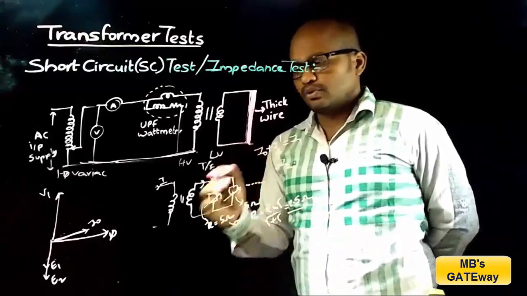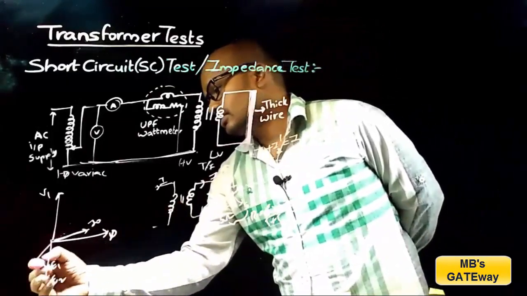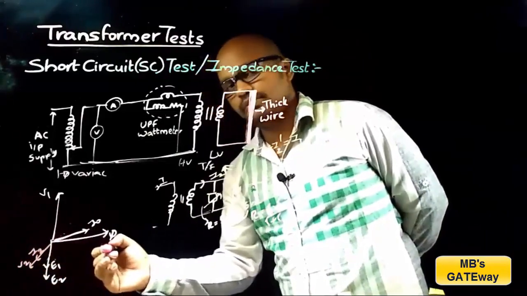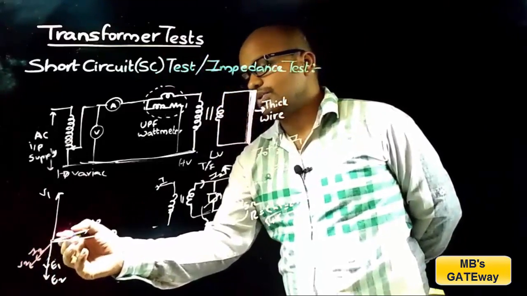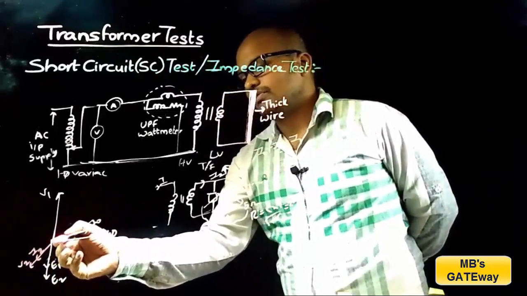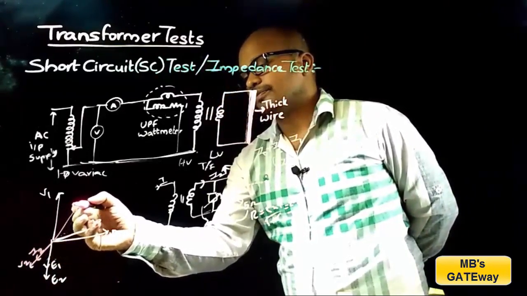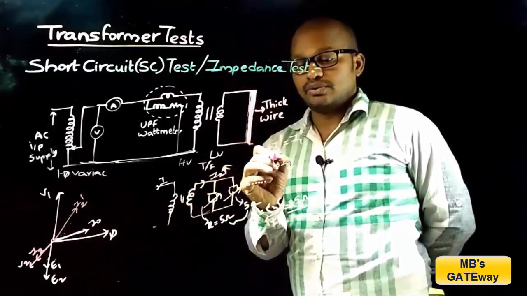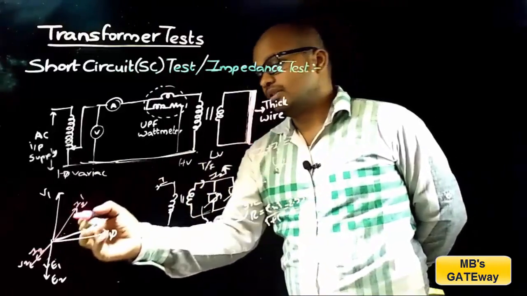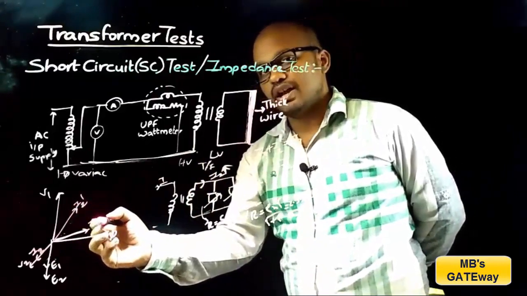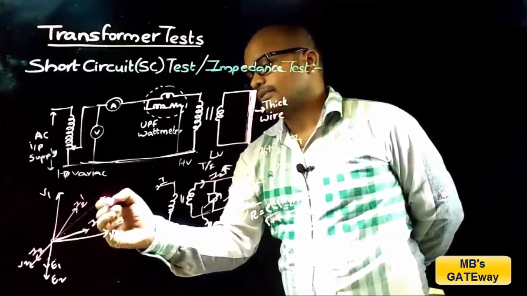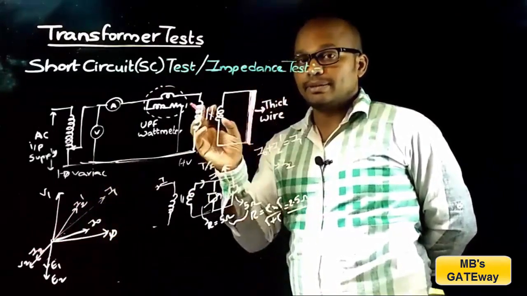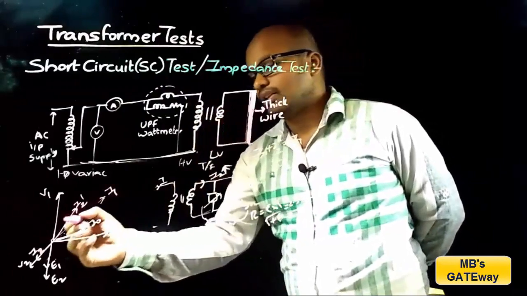Let the load be resistive load. Then if this is V2, then I2 will be in phase with V2. And for k equal to 1, I2 is equal to I2 dash. So I2 will be exactly opposite to I2 dash, and the vector sum of I0 and I2 dash gives you the primary current I1. So the resultant of I2 dash and I0 is I1.